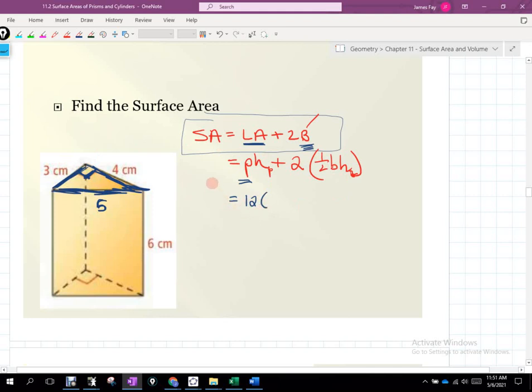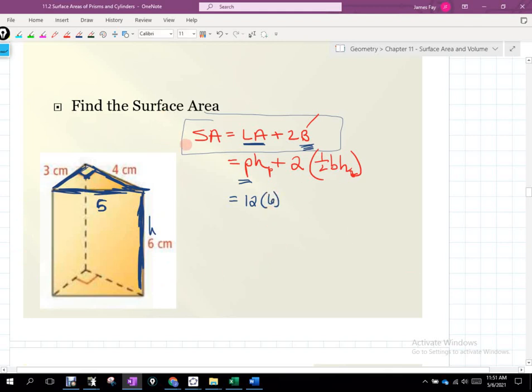Now, H is the what? It's the height of, okay, so correct. Yes, so we refer to that as H for the prism. It's the distance between the two bases. So that would be 6. Is it okay with everybody?